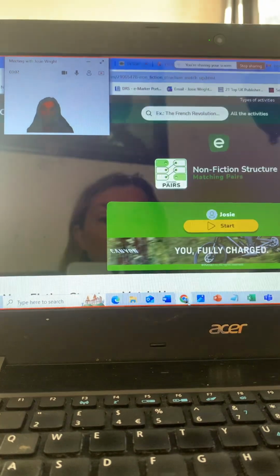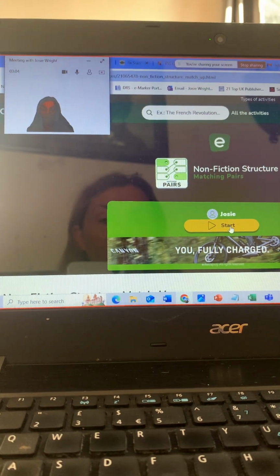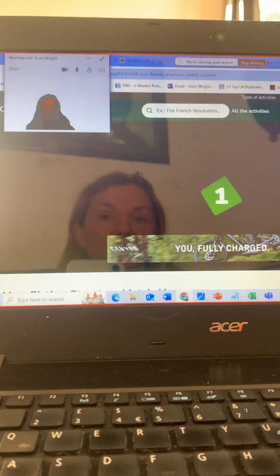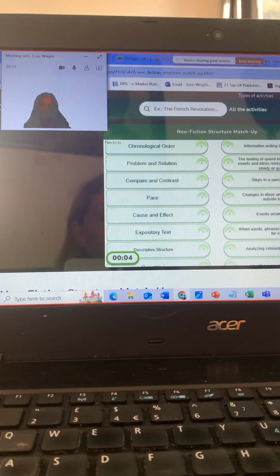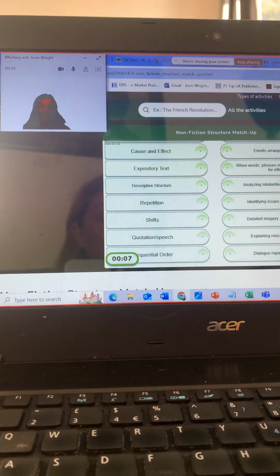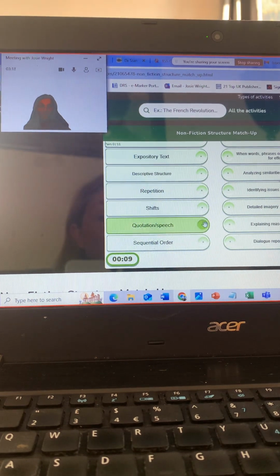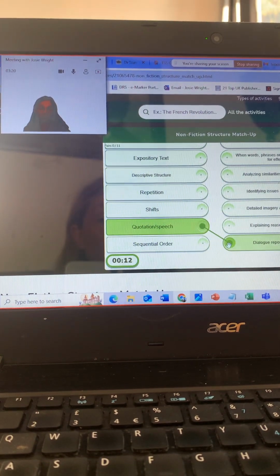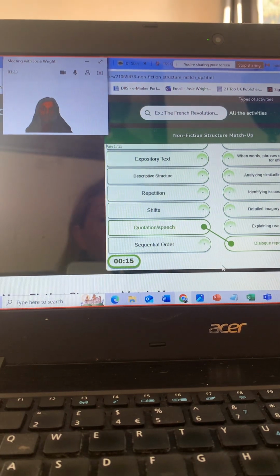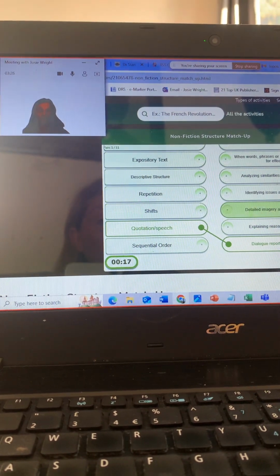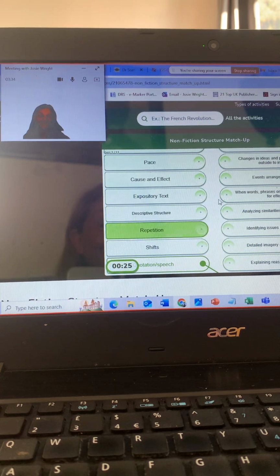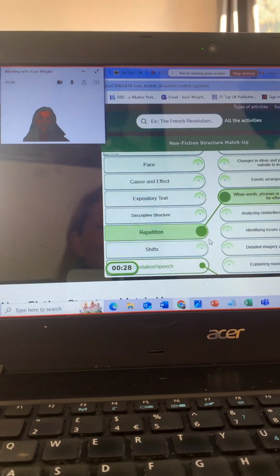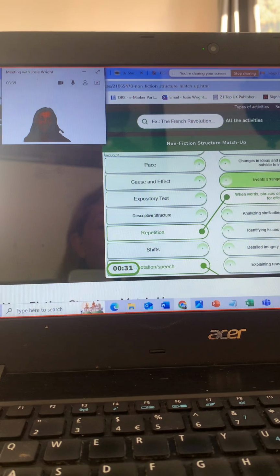So if you can log on to your account and you're going to have a go at matching. So we've looked at these terms before, and all of these things count as structure. So let's have a look what we've got. So we've got quotation and speech, which I think could be, yes, well done. We've got repetition when words or phrases, good, okay. What else have we got here?